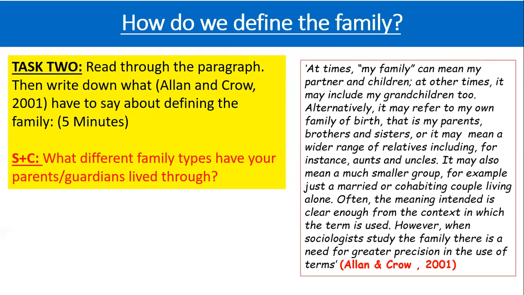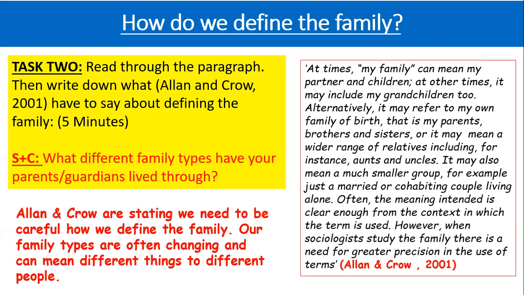It's this grey area. Does that not mean the old family is still family? And why is it changing? Surely it should be a static thing. Allen and Crow are highlighting that in your life cycle, the family looks like different things to different people. So they are stating we need to be careful how we define the family. Our family types are often changing and can mean different things to different people.